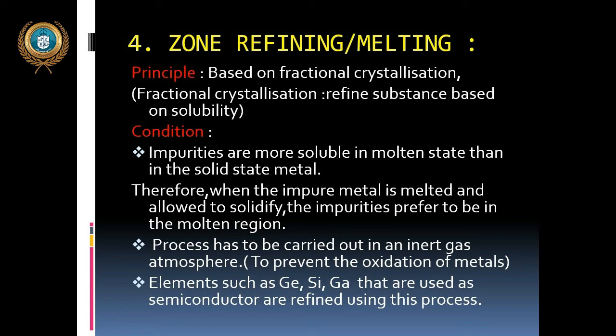So here the condition is that the impurities are more soluble in the molten state when compared to the solid state. So the impure metal is melted and allowed to solidify. Then the impurities prefer to be in the molten region.